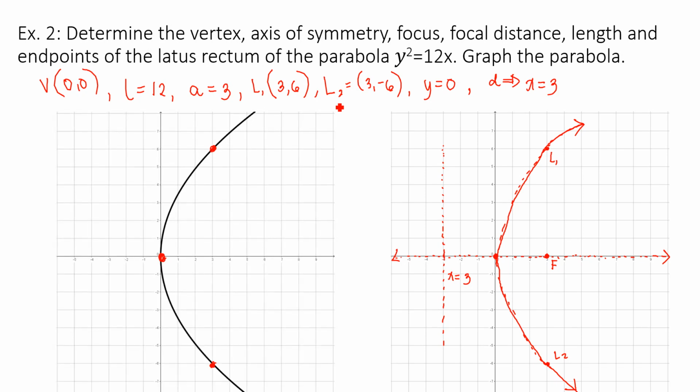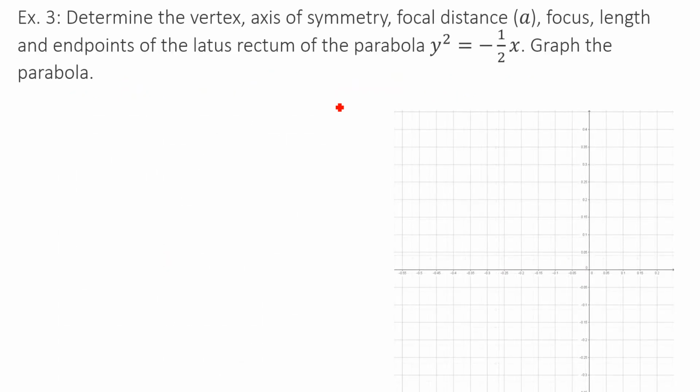Okay. Let's have example number 3. Determine the vertex, the axis of symmetry, the focal distance, let's say a, the focus, the length, and the endpoints of the latus rectum of the parabola y squared equals -1/2 x. Graph the parabola. In this case, the vertex of the parabola is at the origin because of the format of the equation.